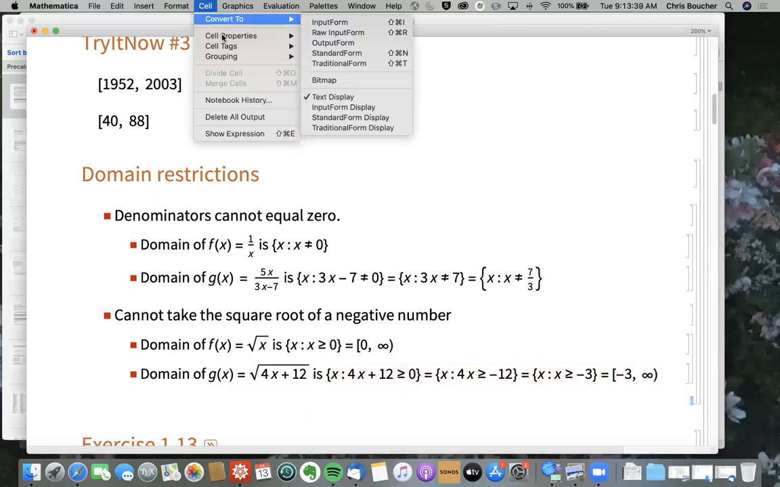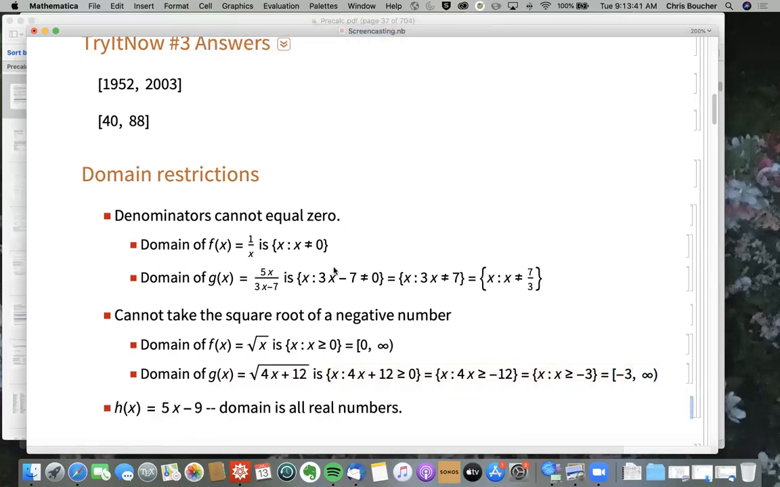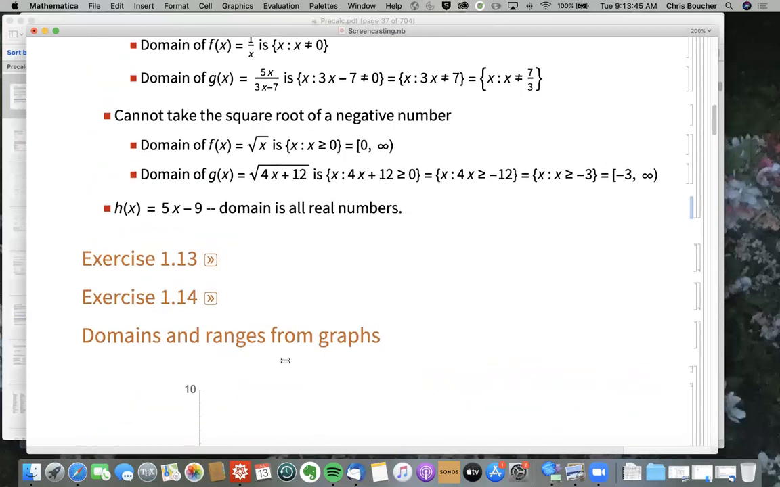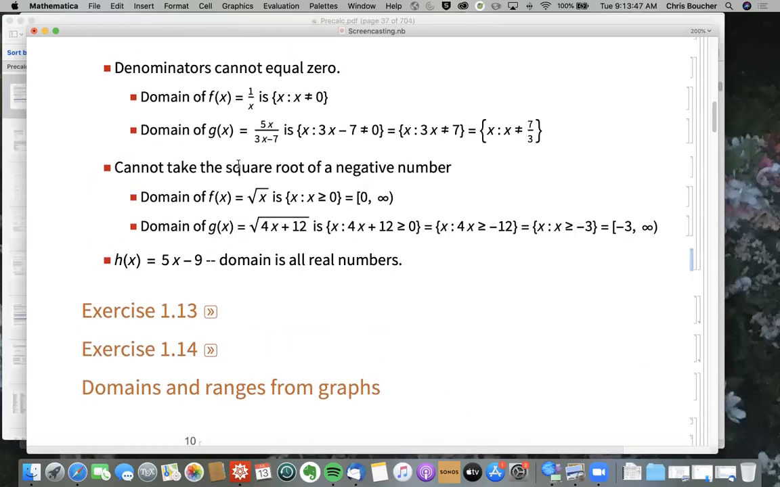Ranges are more difficult to figure out algebraically, and we won't worry about that for the moment. You should be able to figure out ranges from graphs and contexts, but algebraically, we'll just worry about figuring out domains. If a function has neither of these restrictions, that is, if a function is defined algebraically, here's an example, h of x equals 5x minus 9. There's no denominators, there's no square roots, then our default will be that the domain is everything.